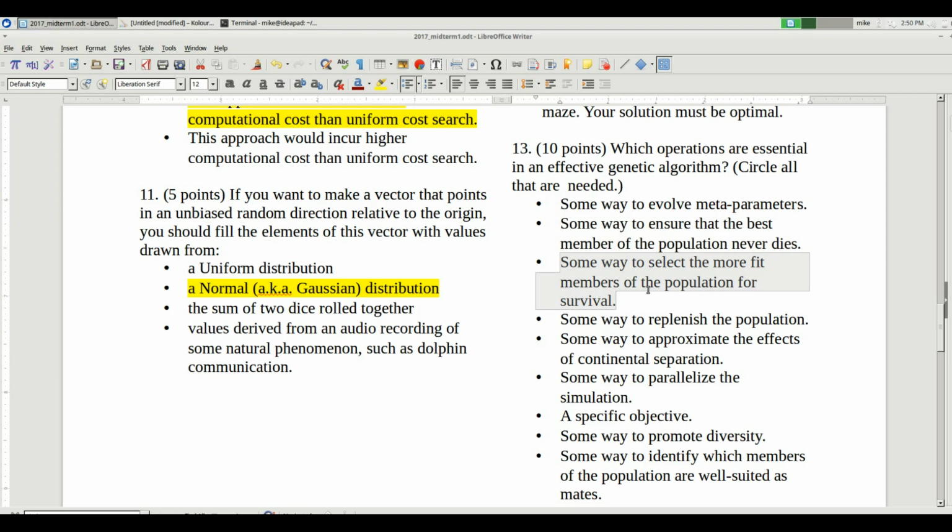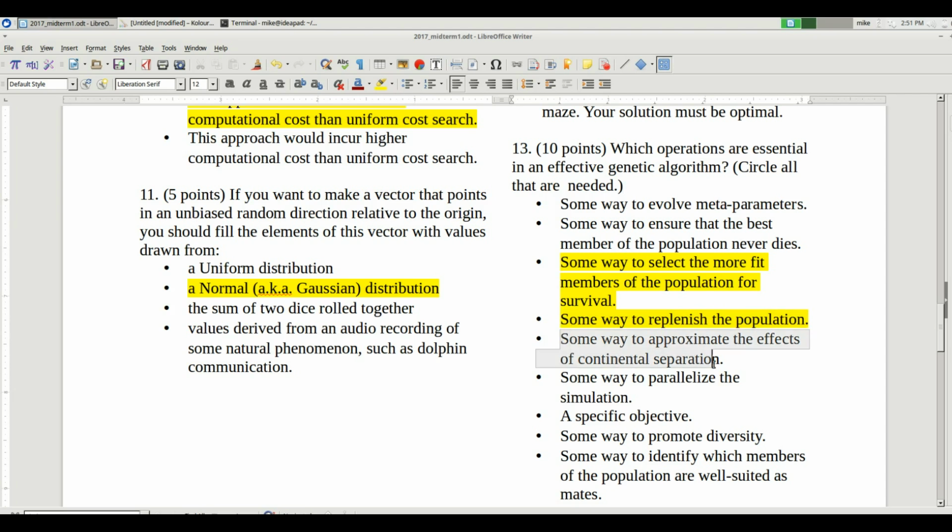Okay, some way to select more fit members of the population for survival. Yes. That's kind of what evolution is. I mean, you've heard the mantra survival of the fittest, right? I don't think there's any way to do evolution without doing that, or something that would be classified as that. So I'm going to say that's pretty essential. And if you're killing people off and not letting anyone survive, well, your population is just going to die. I think you need this one too. Do you agree? Okay.